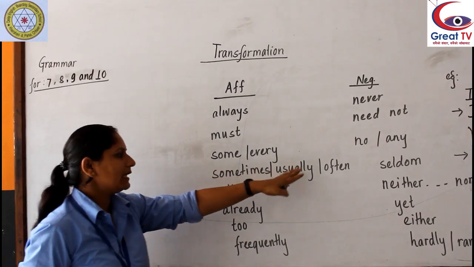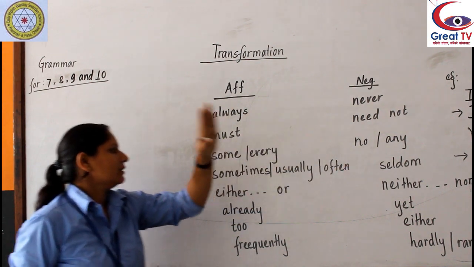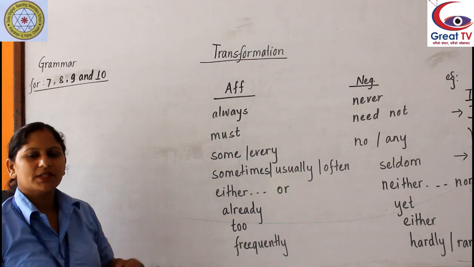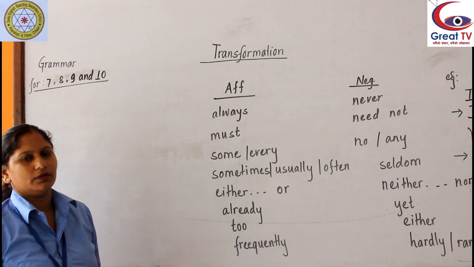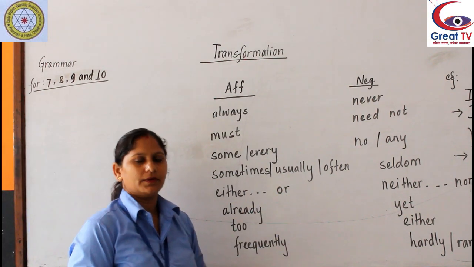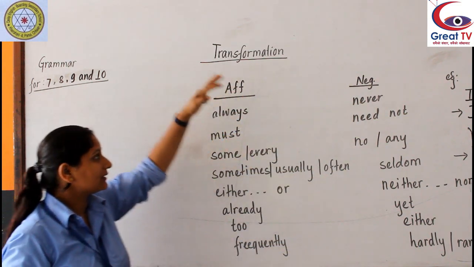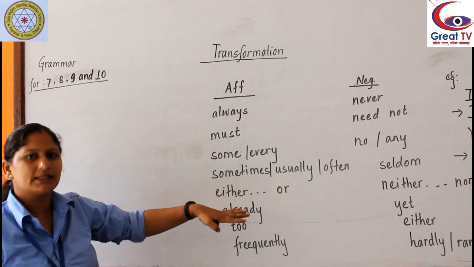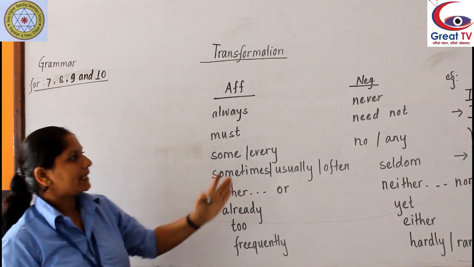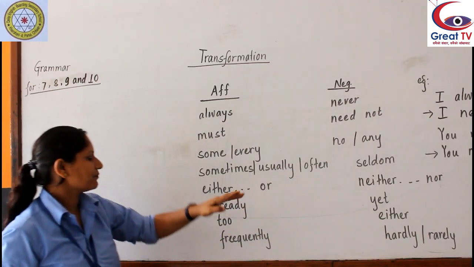Sometimes, usually and often change to seldom. I sometimes visit my school changes to I seldom visit my school. If these affirmative words are present in the statement, then replace the words with these negative words.